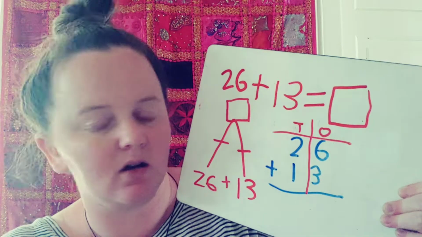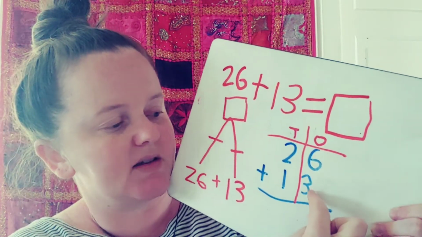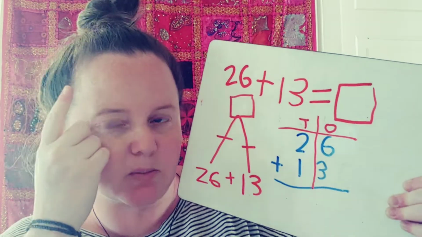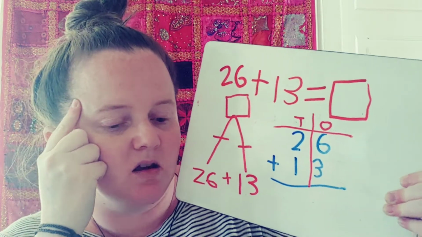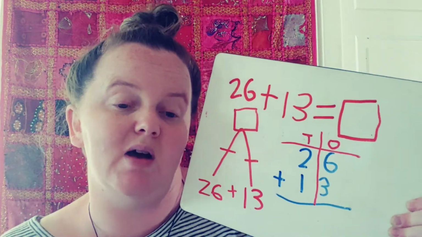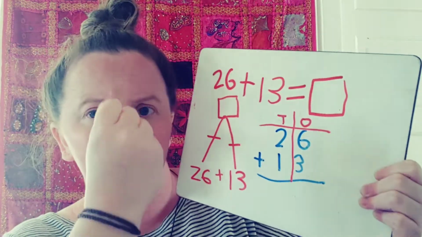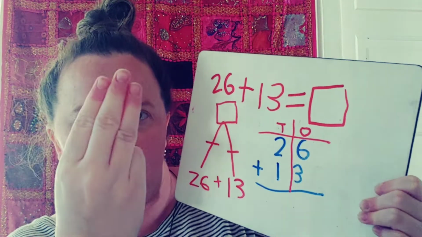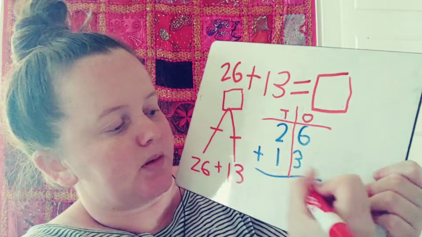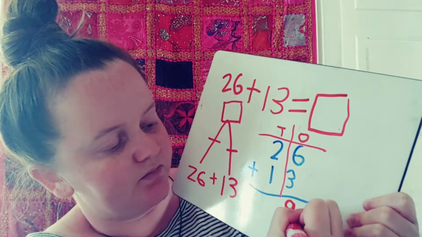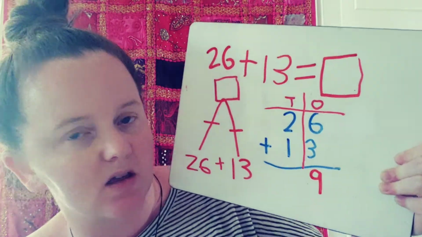So I want to think, what is 6 plus 3? So I'm going to put the biggest number in my head, touch your head and say 6. And I'm going to count on my fingers to add 3. 6, 7, 8, 9. So I know that 6 plus 3 is 9. I'm going to write that underneath.